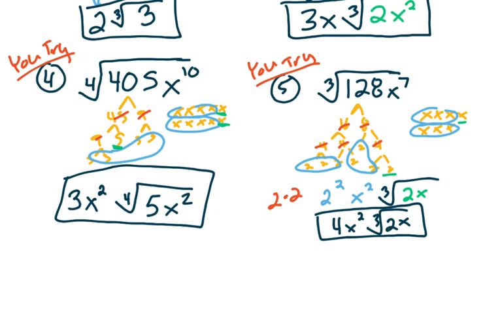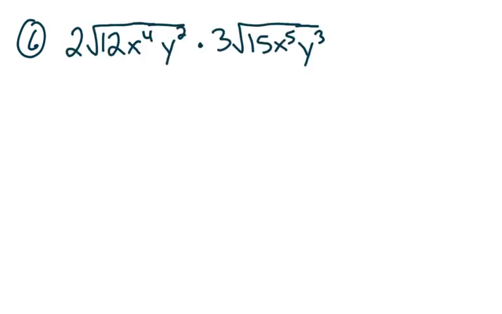Let's look now at multiplying. All right, so let's look at number 6. Here we're multiplying 2 square roots of 12x to the 4th y squared times 3 square roots of 15x to the 5th y cubed. So when I multiply, numbers on the outside get multiplied together. So 2 times 3 will give me 6. This will stay the square root. And then I multiply the insides together. So 12 times 15 is 180.